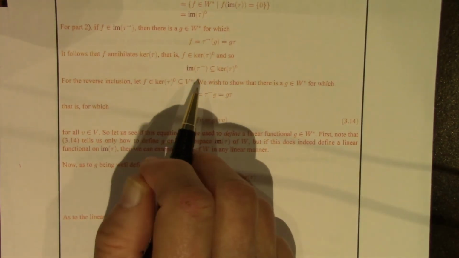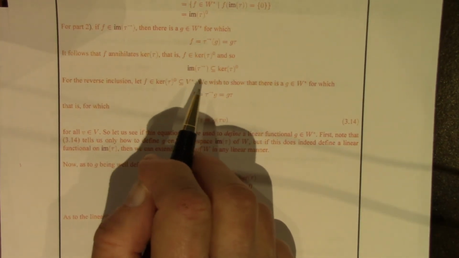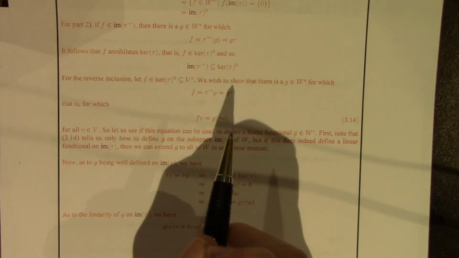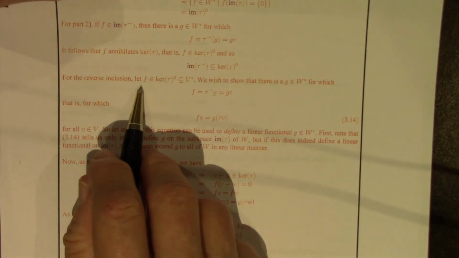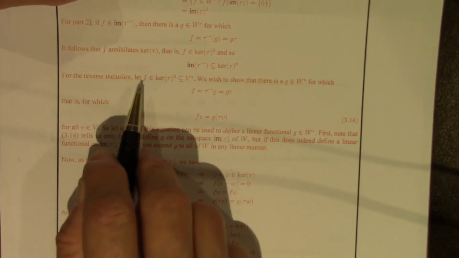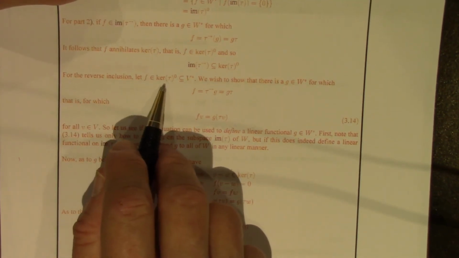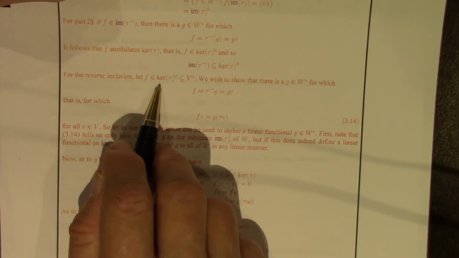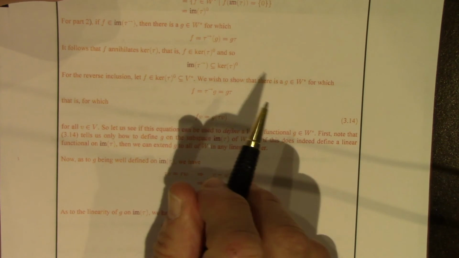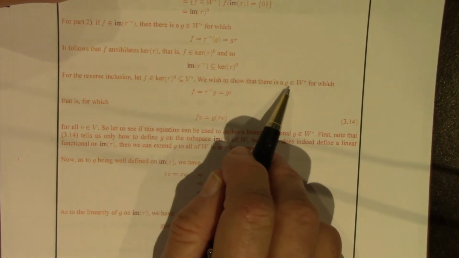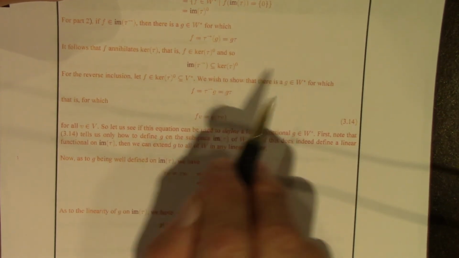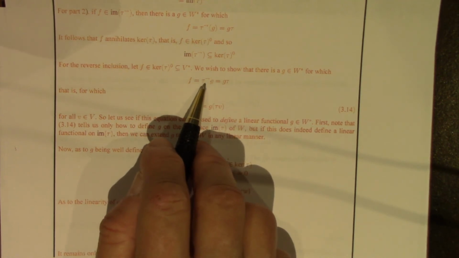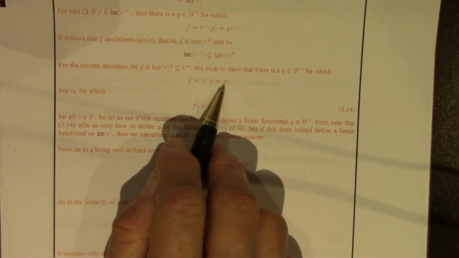It's the other inclusion. It's a little bit testier. It's not too bad. Let F be in the annihilator of the kernel of tau. We want to show that there is a G in W star for which F is the tau arrow of G, or in other words, G tau.